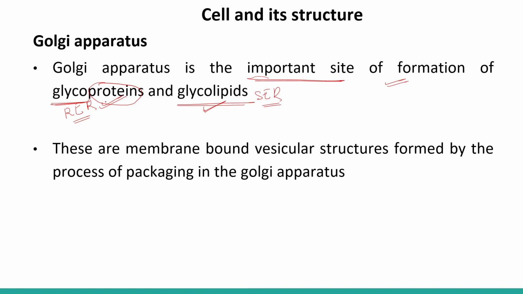in Golgi apparatus. So protein is synthesized in the RER, but attachment of this carbohydrate part to the glycoprotein occurs in the Golgi apparatus. In the same way, lipids are synthesized in the SER, but this carbohydrate part of the glycolipid gets attached in the Golgi apparatus. So these are the membrane-bound vesicular structures formed by the process of packaging in the Golgi apparatus.